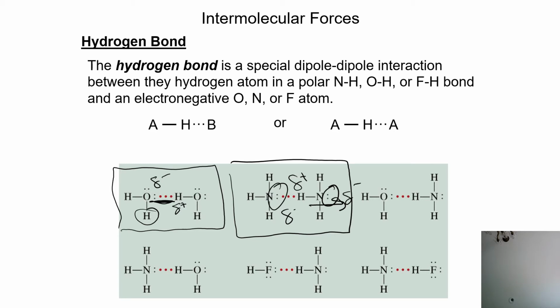And the last example, well, they don't show it by itself, sorry. HF. This shows HF interacting with ammonia, but with HF, we've got a hydrogen bonded to a fluorine, and a hydrogen bonded to an N, another F, or an O, can also hydrogen bond with a lone pair of electrons on that fluorine atom.